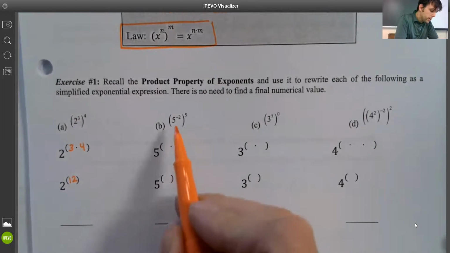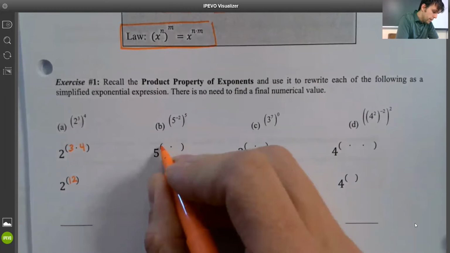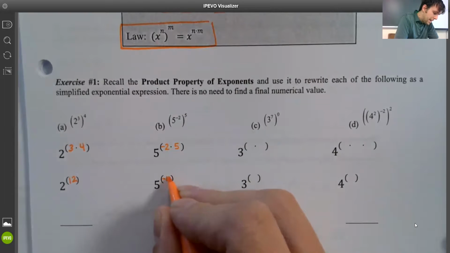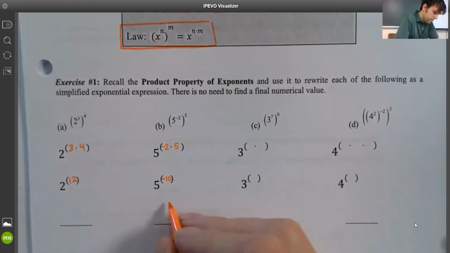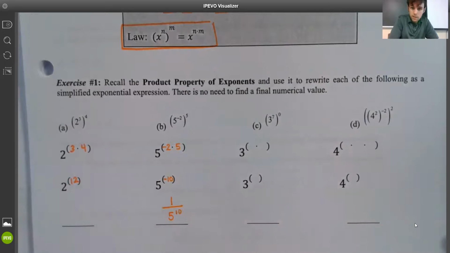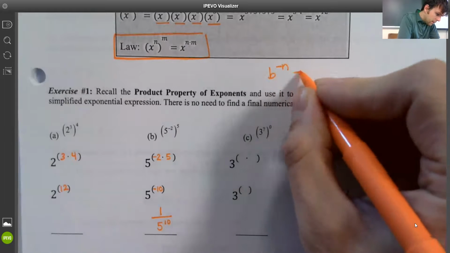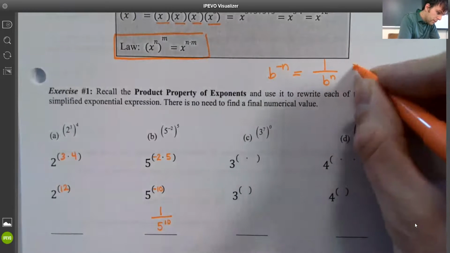Going ahead and moving forward, again using that property here, we're multiplying these exponents. So we're doing -2 times 5. That's going to give us an exponent of -10. Now remember, negative exponents can be represented differently. We can write that as a fraction, so 1 over 5 to the 10th. That's something we can always do with negative exponents. Let me go ahead and write that rule out here: b to the negative n can always be written as 1 over b to the n. That's how we can deal with negative exponents.